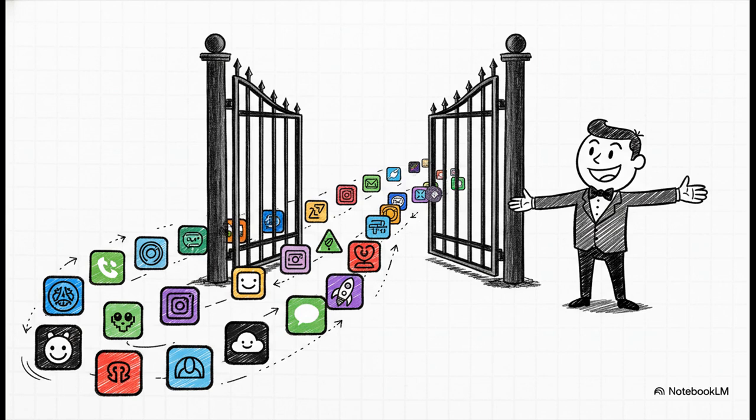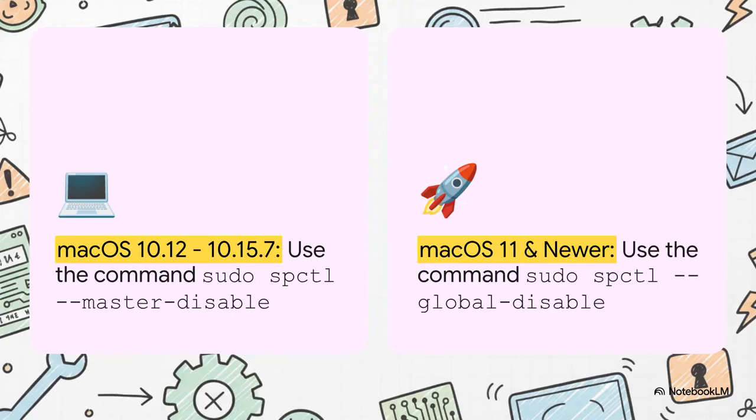Maybe you're a developer or you use a lot of cool indie software. In that case, you might just want to tell the bouncer to take the night off and let everyone in. And here's the tricky part. Apple doesn't make this easy. They actually hide the Anywhere option in your settings now.